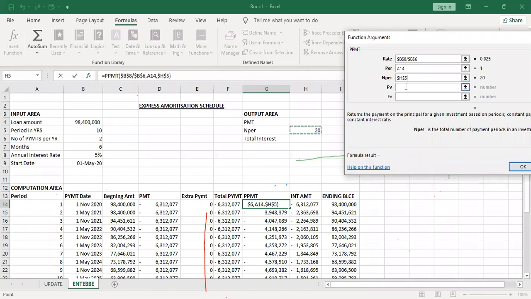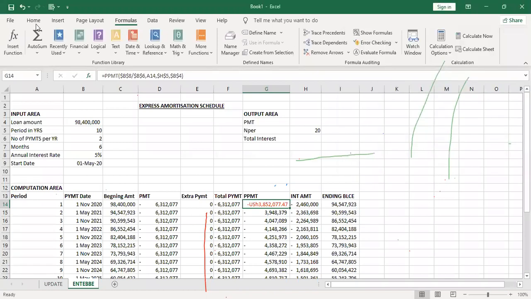And PV, present value: you click on the loan amount and you also fix it with F4. In simple terms, when you are calculating the PPMT, you don't fix the period, but you fix all other items. Future value, you leave that one blank. Then you click on OK. So that's how we calculate the PPMT. Now I believe you are in a position to write the formula yourself.